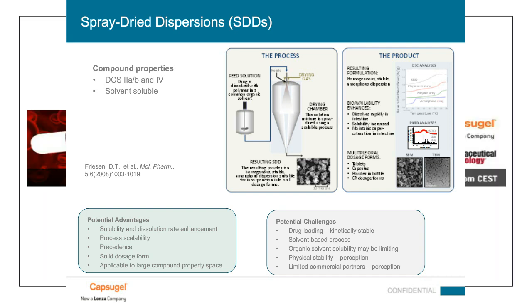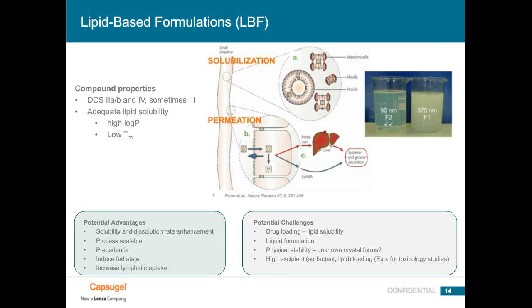The final formulation I'm going to mention here today is our lipid-based formulations. Lipid-based formulations are typically used, again, for class 2 and class 4 compounds, though sometimes for class 3, depending on the type of permeability limitation and the properties of the compound. Some of the real main advantages of lipid-based formulations are their effect on the biology in the intestinal tract. So in particular, their ability to induce a fed state and the increased bile concentration that comes along with that, which can be a very large advantage particularly for high log P compounds.